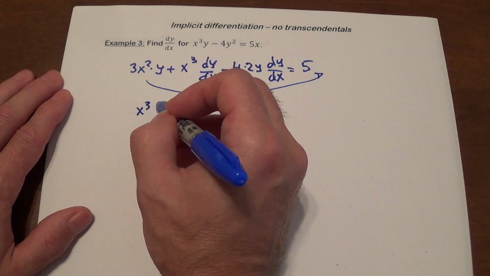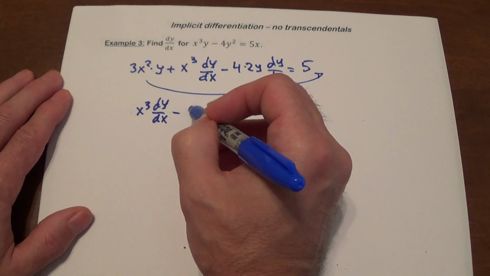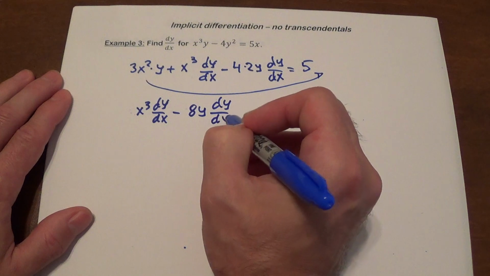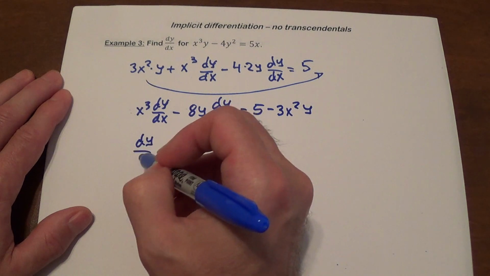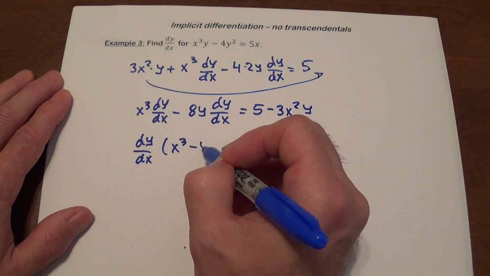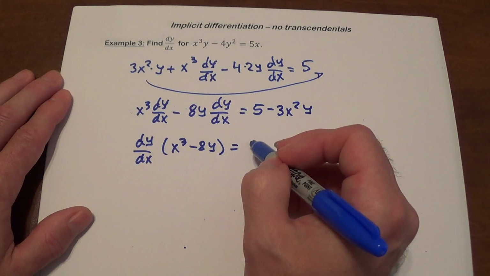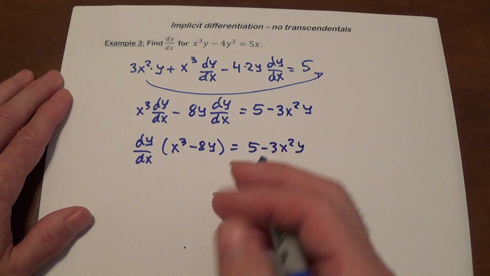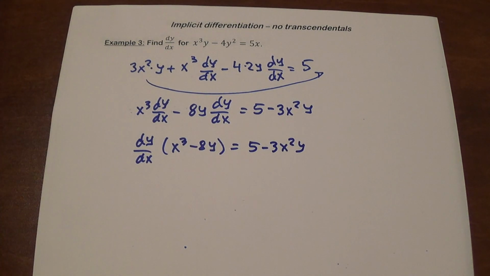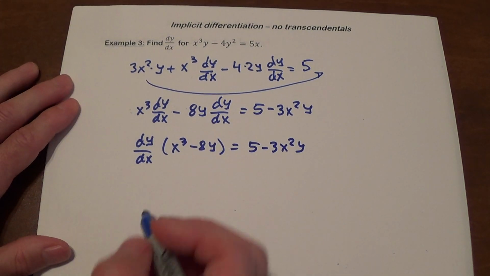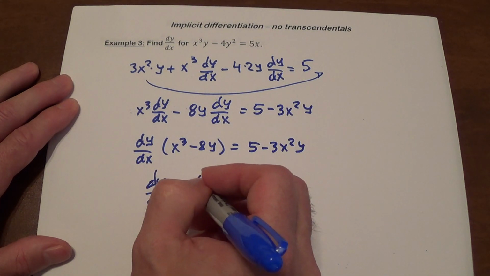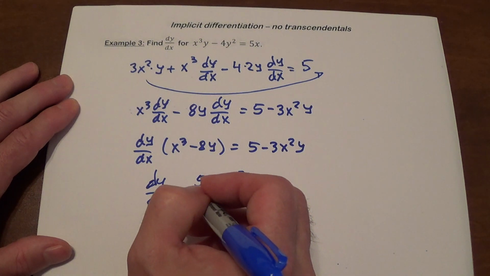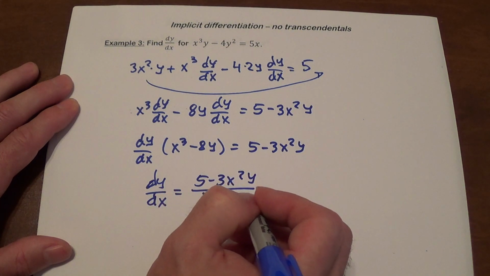So we're going to have x cubed dy over dx minus 8y dy over dx equals 5 minus 3x squared y. We're going to factor dy over dx. It's going to leave us with x cubed minus 8y. It's going to equal 5 minus 3x squared y. Okay, so that's what we're getting. And then we're going to divide both sides by the quantity x cubed minus 8y. And then dy over dx is going to equal 5 minus 3x squared y divided by x cubed minus 8y.